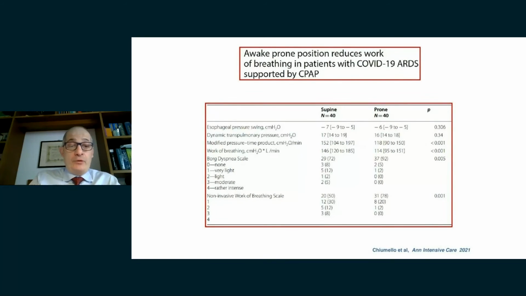What about the work of breathing? So the inspiratory effort. In these patients, the inspiratory effort was measured by an esophageal balloon, and we measured the pressure time product and the work of breathing. The prone position significantly reduced the work of breathing and the dyspnea scale of the patient.